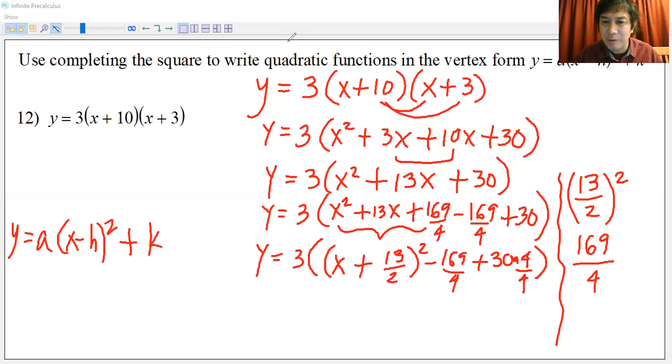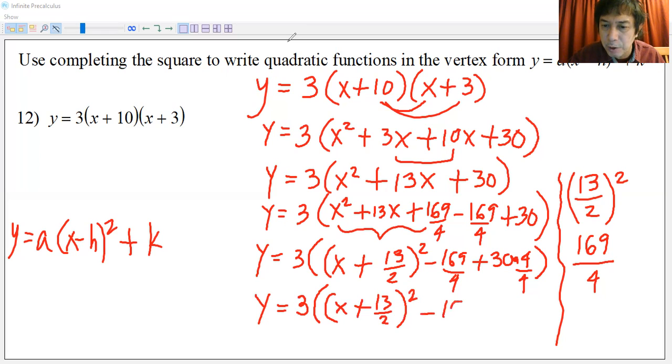Okay. All right. So let us rewrite one more. y is equal to 3 times the outer parenthesis. And then we have that binomial inside, x plus 13 over 2 squared. We now have minus 169 over 4. Now the 30 is now 120 over 4. And close parentheses there.